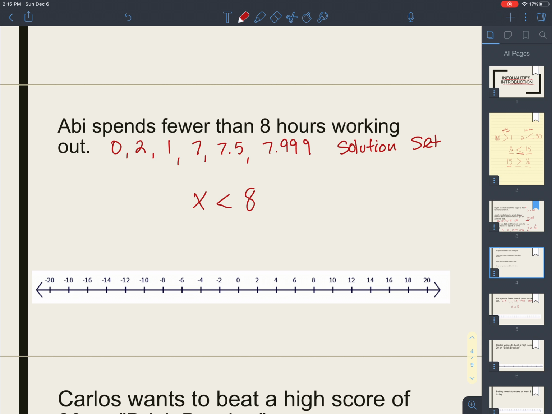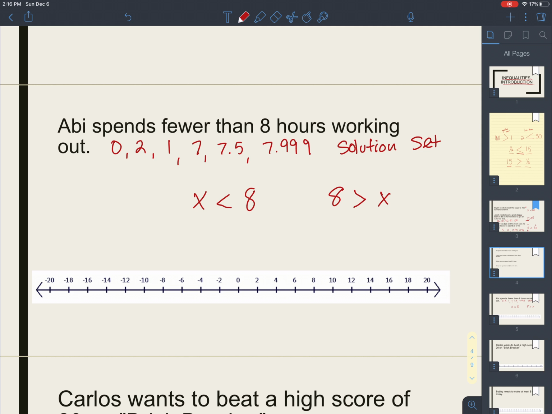We could rewrite this the other way, like that. But we wouldn't use the same symbol because now the x is bigger than 8, and that doesn't work. So we would have to flip the symbol over if we rewrote it the backwards way. So we need to make sure that x is the small one and 8 is the big one. So whatever our answer is, it's got to be smaller than 8.